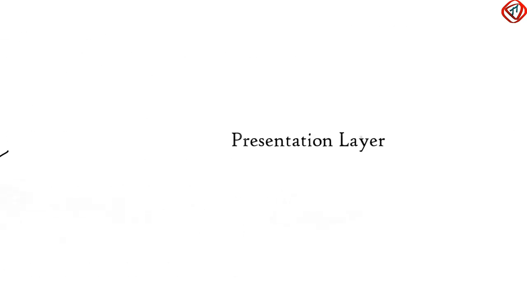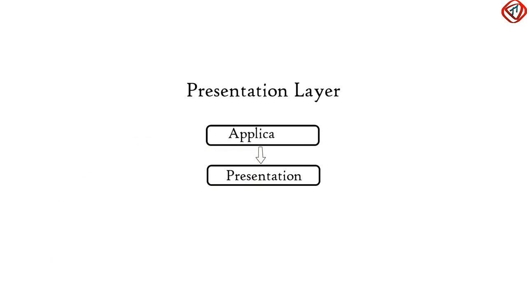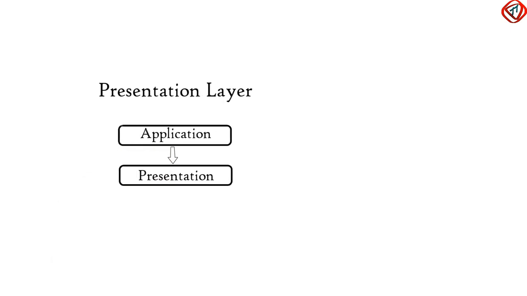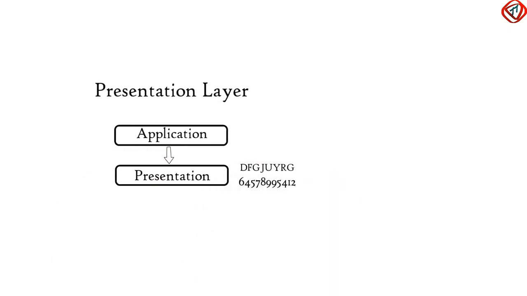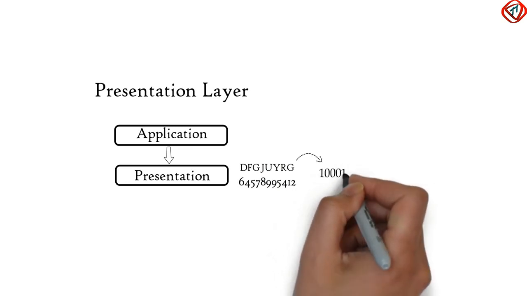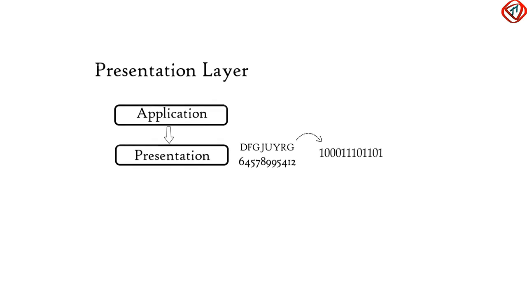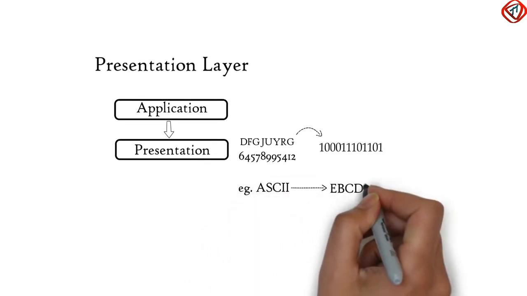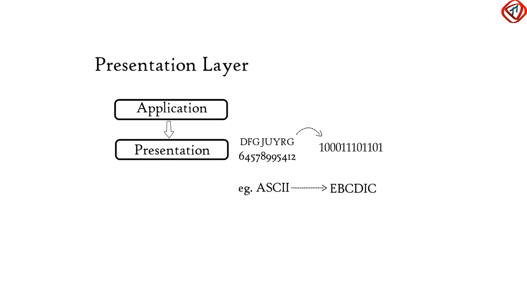Next to the application layer is the presentation layer. The presentation layer receives data from the application layer. This data is in the form of characters and numbers. The presentation layer converts these characters and numbers to machine-understandable binary format. For example, conversion of ASCII to EBCDIC code. This function of the presentation layer is called translation.